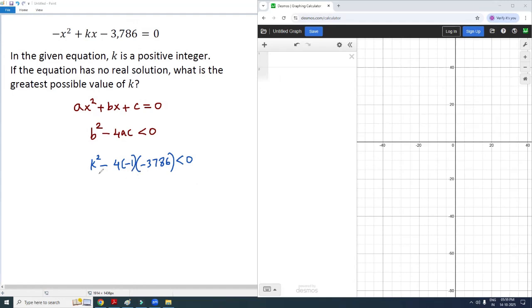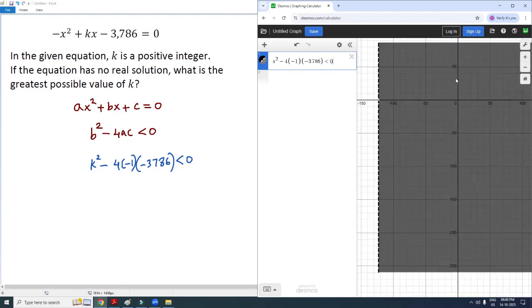Now we can use Desmos to get the greatest possible value of k in this inequality. When I try to solve this kind of implicit inequality in Desmos, Desmos will accept either x or y in place of the unknown. Here we have k, so in place of k, we have to use either x or y. Usually we use x. Once we get the value of x, that can be taken for k. Okay, now let me give this inequality as input in Desmos. In place of k, I'm going to take x. That is x squared minus 4 times negative 1 times negative 3786 less than 0. Okay, let me zoom out.